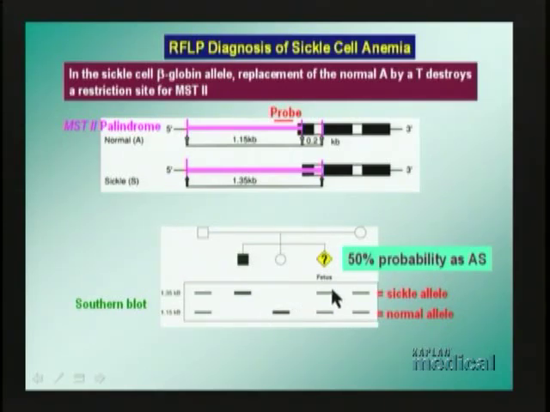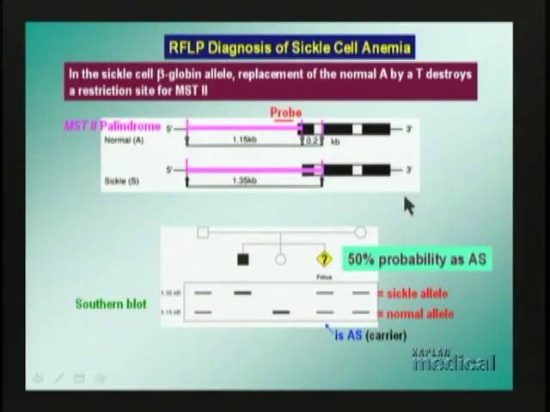Now lastly, with the fetus, what is the outcome of the fetus? Notice that one band appears at 1.15 kb in length. Another band appears at 1.35 kb in length. The outcome, therefore, is what? That this person is a carrier for sickle cell anemia.